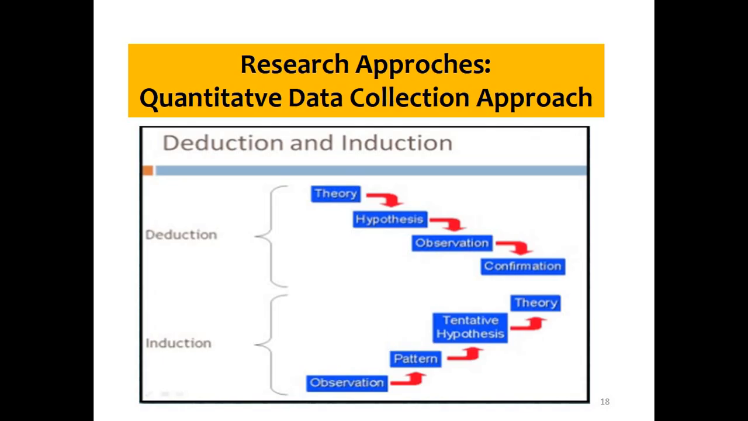The second method, known as the inductive approach, begins with observation or detailed interviews. From these observations or the results of the interviews, the researcher identifies patterns in the data set. Taking these patterns into account, the researcher formulates a theory based on existing literature.